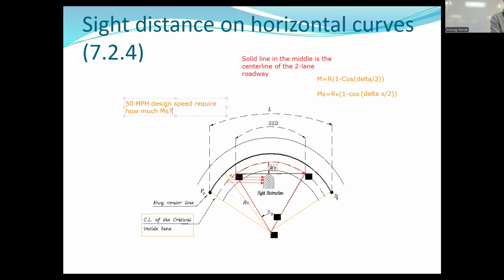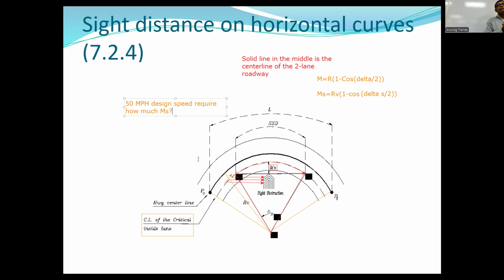If there is an obstruction within that distance, I can't have 50 miles per hour design speed, or I have to clear out whatever is here, or take out the building, or if it's a tree, I need to take out that tree. So my question is, how much MS is required to provide a 50 miles per hour design speed? How would you approach that problem?